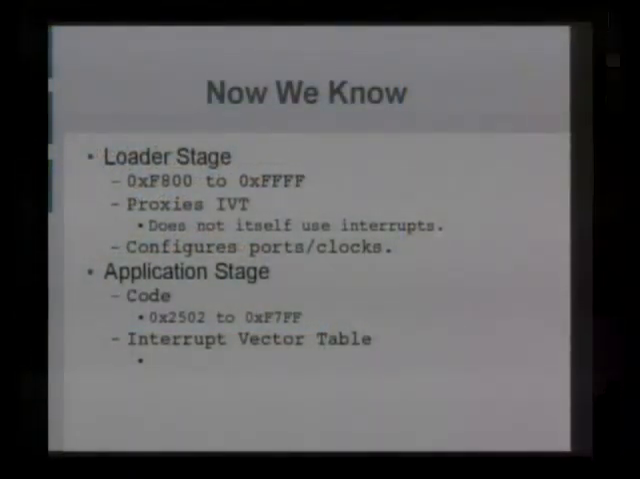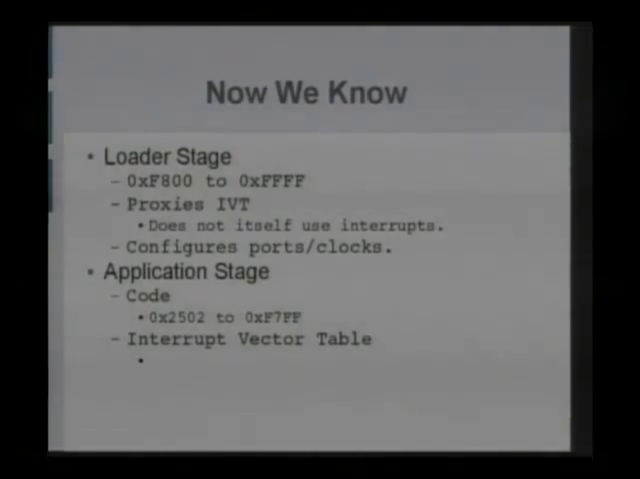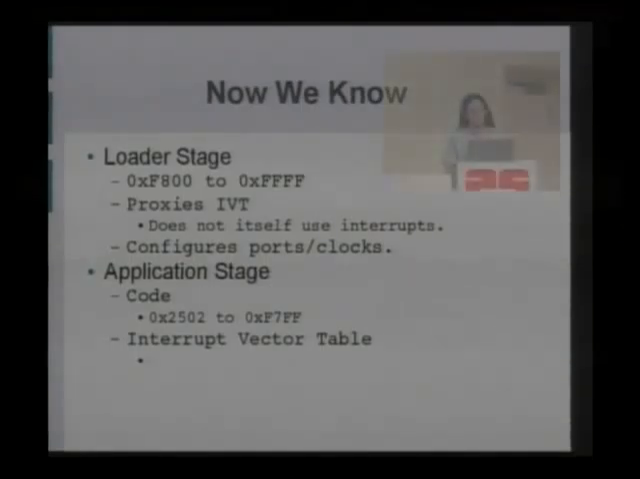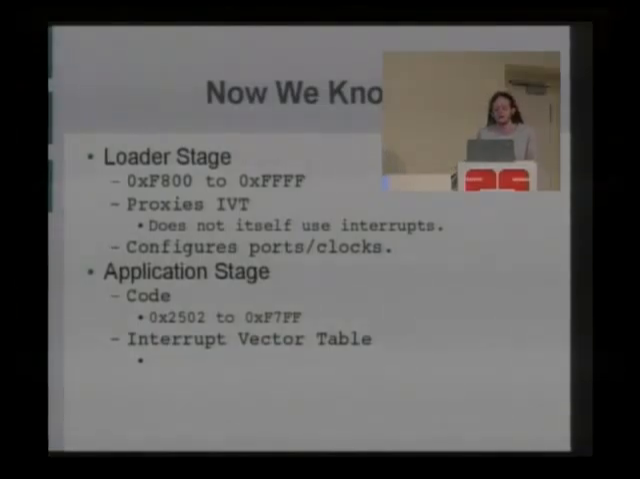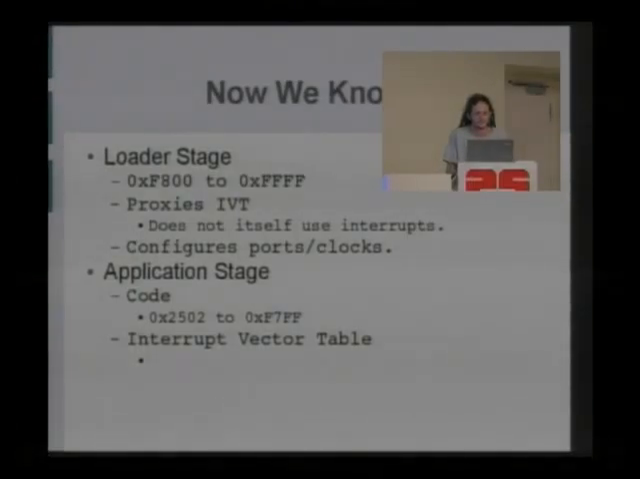So at this point, we know that the loader stage exists from F800 to 10,000 hex, that it proxies the interrupt vector table, but it doesn't itself use interrupts. So it can't have any event-based programming. It can only sit within a tight loop. And we know that it configures the ports and the clocks properly so that the chip can function and the bootloader can speak to the PC.